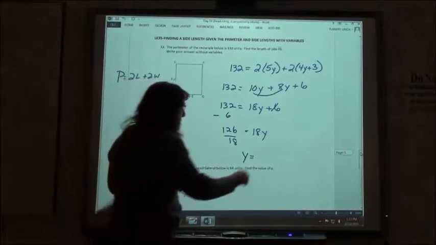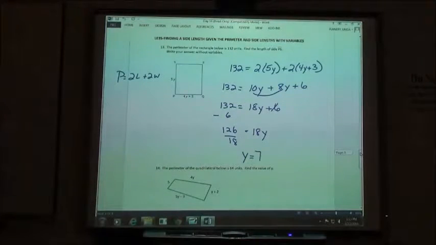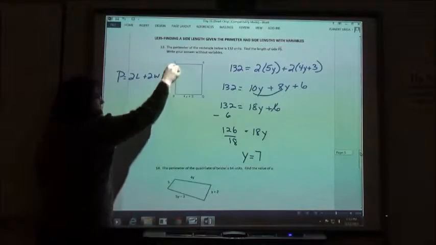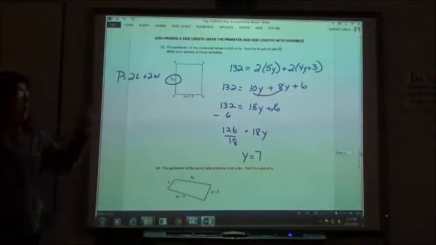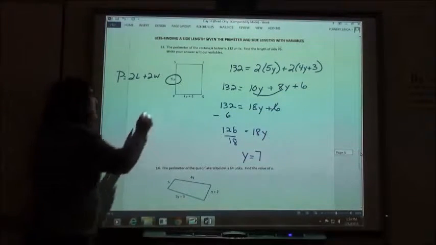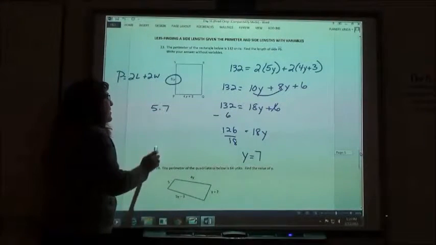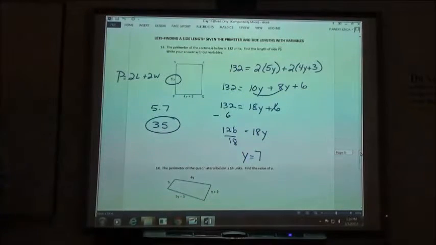7. Now, the question did not tell me to find y, did it? What did the question tell me to find? The side PS. The side PS is equal to 5y, or, well, not 40, 5 times 7, and 5 times 7 is 35. So 35 is going to be my answer, right?